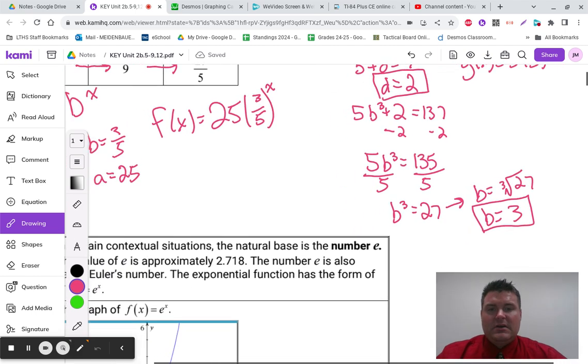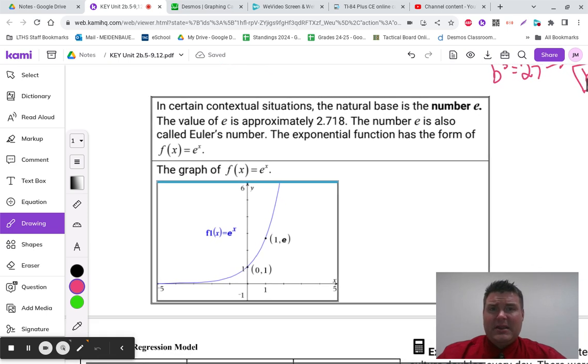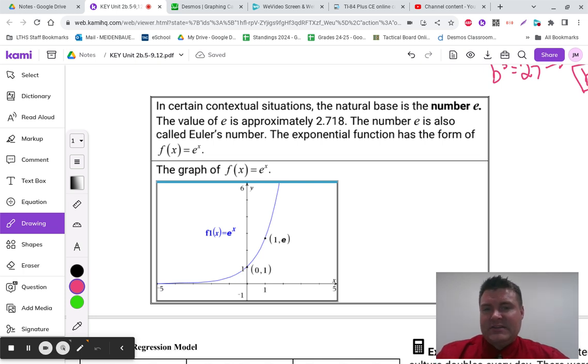Okay, real quick, because you're going to start seeing the letter e. Hopefully you've seen this in Algebra 2. If not, here's what it is. It's Euler's number. It's approximately 2.718. I'm really just reading off of it. Why is e so important to us? Because e is natural. It gives us some type of natural number. Why is it natural?